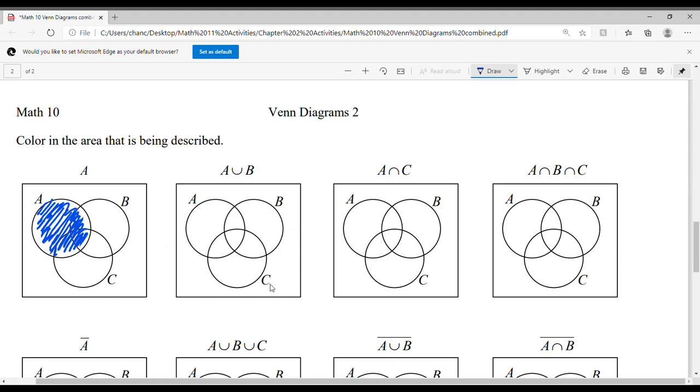And for the second example here, we're going to look for A union B. Well, that's everything in A, or everything in B, or both. So nothing new so far. The intersection of A and C would be what's strictly in both, so I'm going to shade only the overlaps.